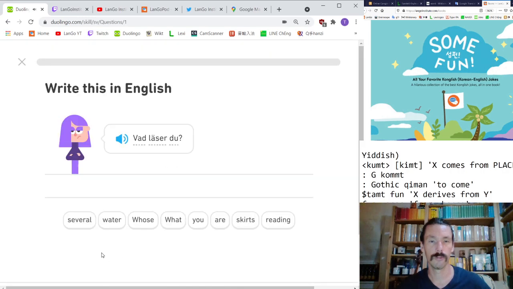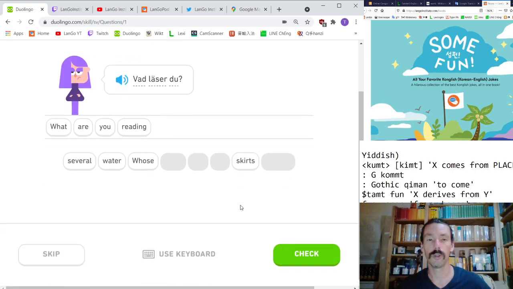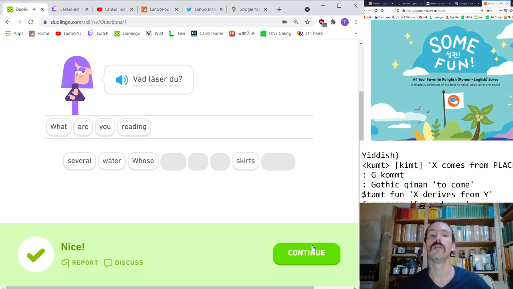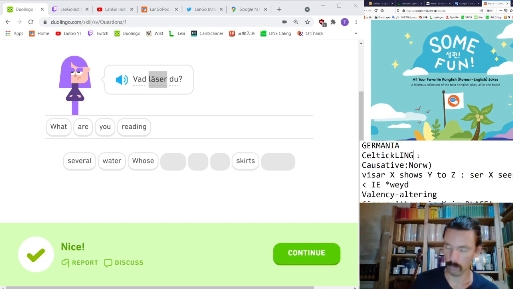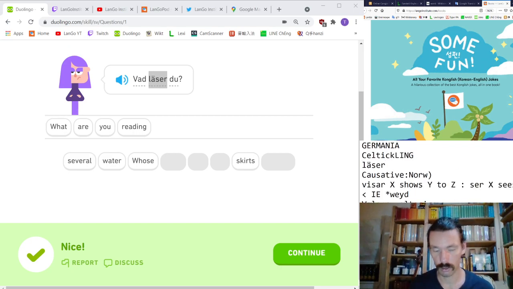Vad läser du? What are you reading, with that inversion? What read you? Read it with your laser, the laser eye, meaning reading. These are what I use for reading, my laser eyes.